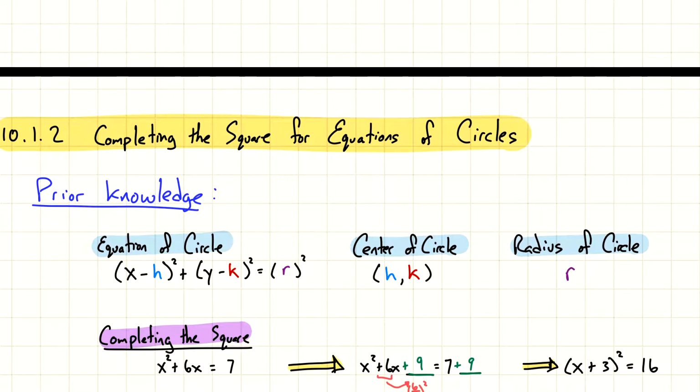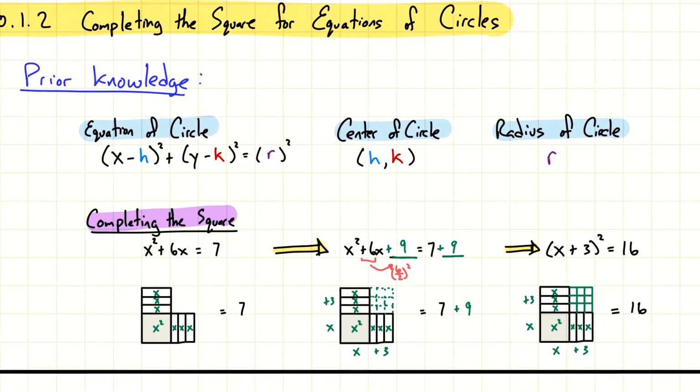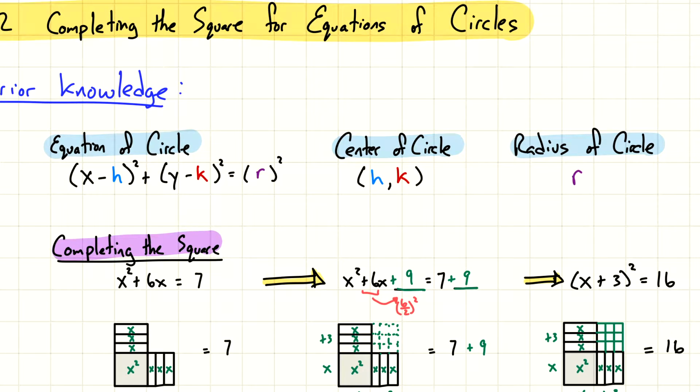Some prior knowledge that you need for this lesson is two things. One is the formula for the equation of a circle, which is in graphing form. So here we have our (x - h)² + (y - k)² = r², which remember comes from the Pythagorean theorem, where h and k represent the center of the circle, where the circle is located, and then the size of the circle comes from r. So not r squared, but r.